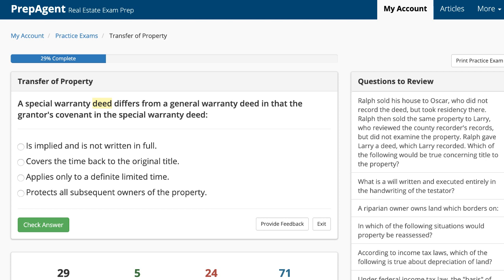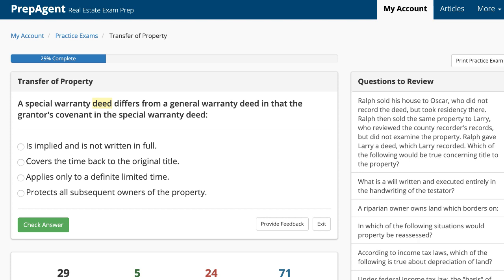Okay, a special warranty deed differs from a general warranty deed in that the grantor's covenant in the special warranty deed, A, is implied, is not written in full, B, covers the time back to the original title, C, applies only to a definite limited time, or D, protects all subsequent owners of the property. And I'll read it again.